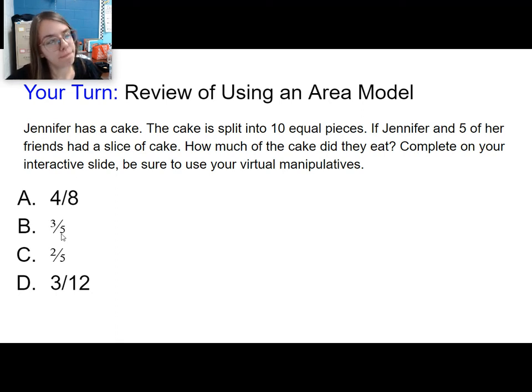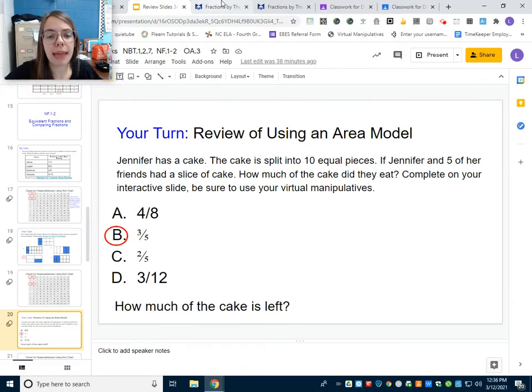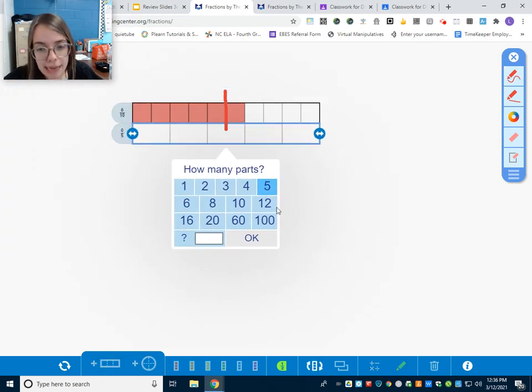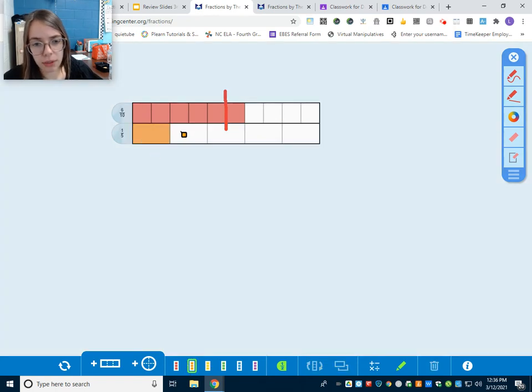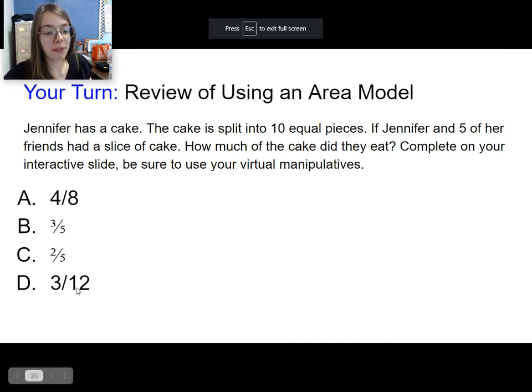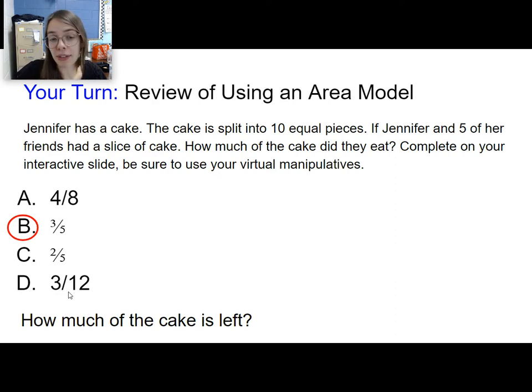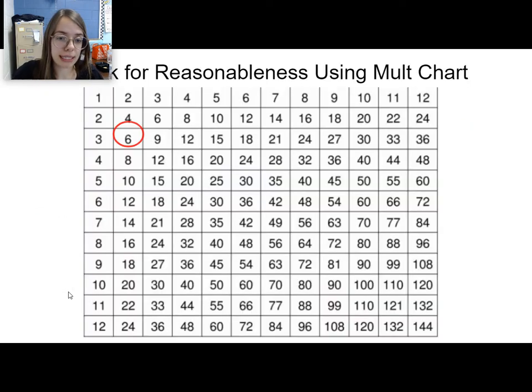All right, 3/5. Well, half of 5 is 2 1/2. 3 is more than that. So I'm going to try out 3/5 because that might be the right answer. So I'll come down here. How many parts? 5. I'm going to shade in 3 of them. 1/5, 2/5, 3/5. Oh, they are the same. 6/10 and 3/5 are the same. And that makes sense because 2/5 would be less than a half, and 3/12 would also be less than a half, since half of 12 is 6. So 3/5 is the best answer, and I can even check that on my multiplication chart. See, 6/10, back it up, that's 3/5.